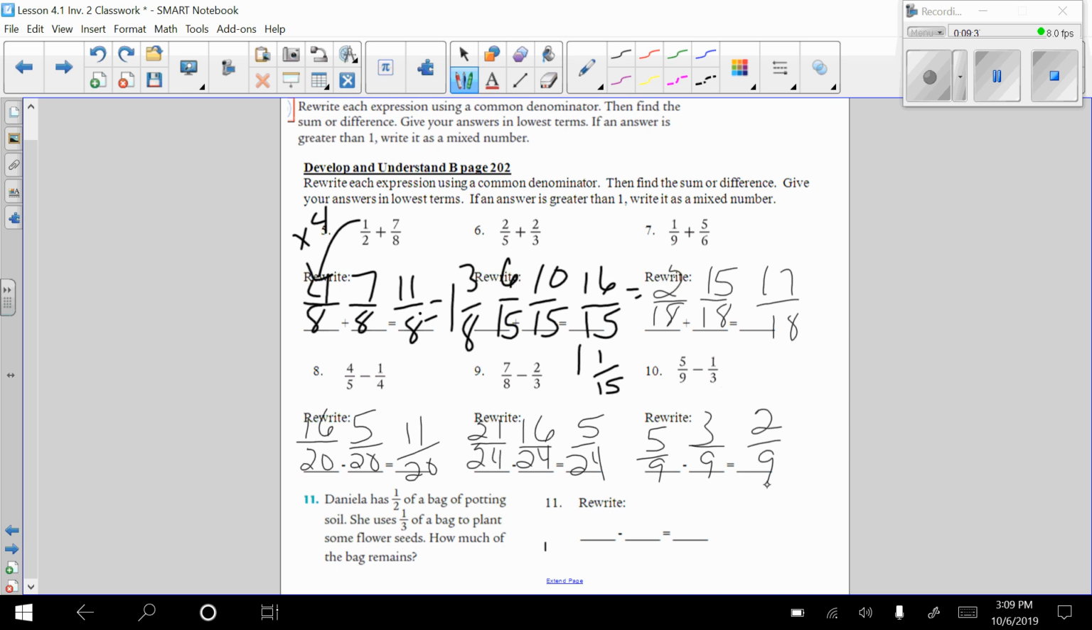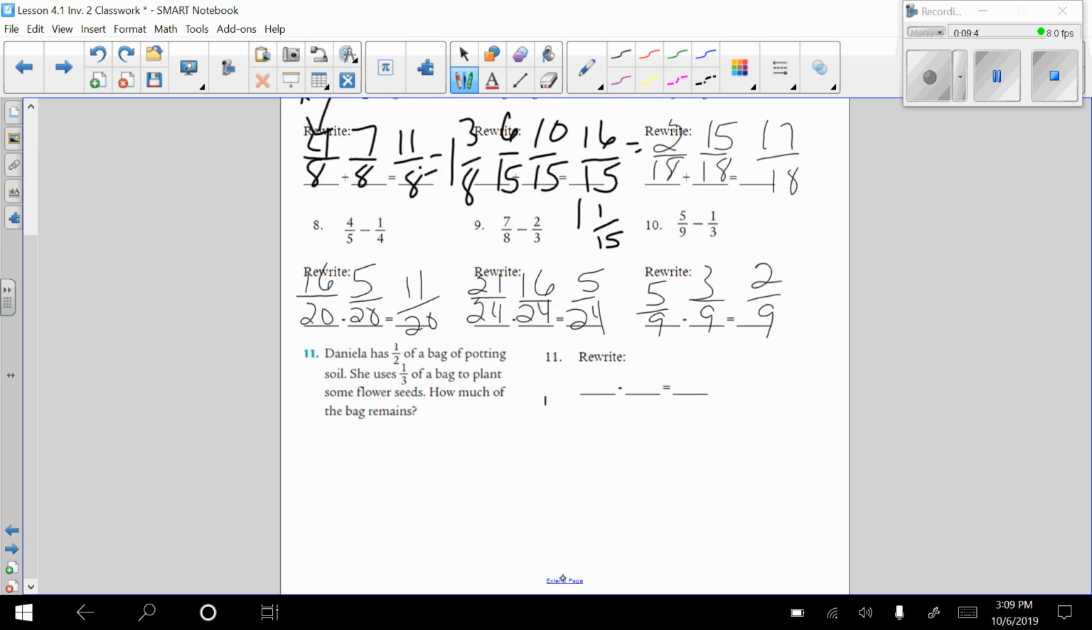Let's look at this bottom story problem. Daniela has 1/2 of a bag of potting soil. She uses 1/3 of the bag to plant some flower seeds. How much does she have remaining? Well, in this case, since we're looking for what's left, it is a subtraction problem.